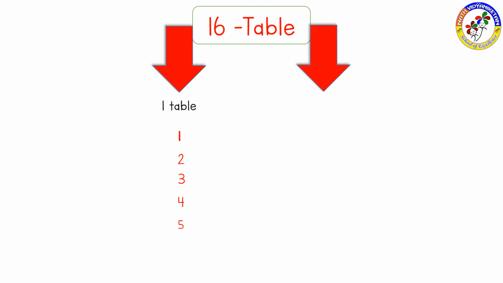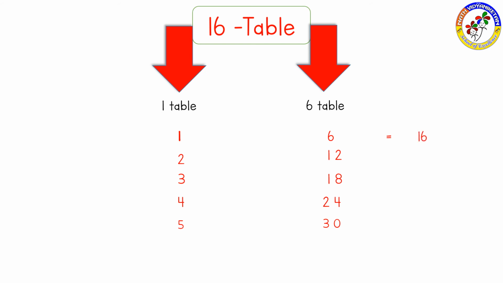So the 16 table, in the same way we have to write the 16 table. So on the left side 1 is there, so write the 1 table. 1 1s are 1. 1 2s are 2. 1 3s are 3. 1 4s are 4. 1 5s are 5. Now on the right side 6 is there, so write the 6 table. 6 1s are 6. 6 2s are 12. 6 3s are 18. 6 4s are 24. 6 5s are 30. So let us compare this.